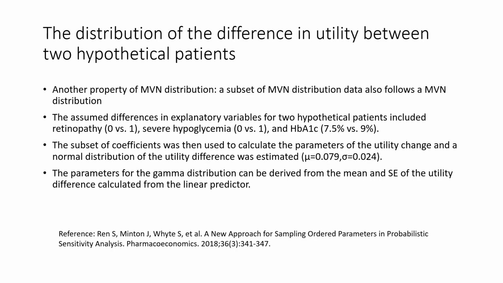Another property of multivariate normal distribution is that a subset of multivariate normal distribution data also follows a multivariate normal distribution. We use the same method to obtain the distribution of the difference in utility between two hypothetical patients, given the differences in explanatory variables. When there is certainty about the order of utility values for two health states, for example, the utility value of one health state is always higher than the other, a gamma distribution can be defined to make the utility difference always positive.